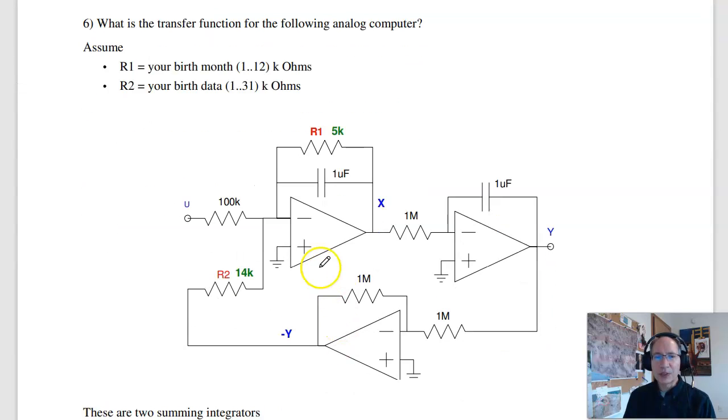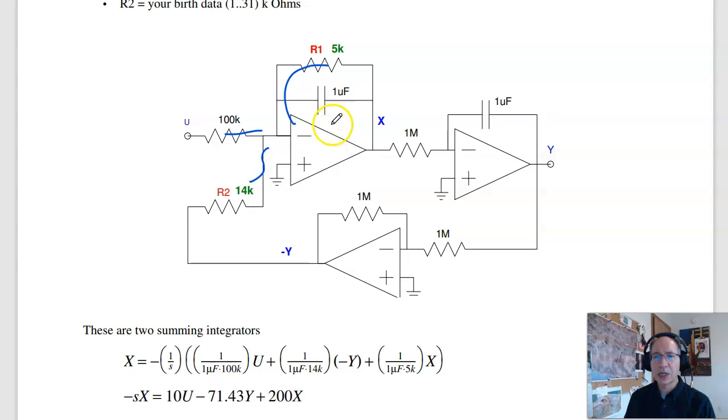Last problem is kind of a tricky one. This is an analog computer. Here's an integrator with 3 inputs. Here's 1, here's 2, here's 3. Here's the second integrator and negative feedback. So what I can do is say this is an integrator. X is the integral, or multiplied by s, minus sx, since the gain's negative. Minus sx is 1 over RC times u. 1 over RC is 10. 1 over RC times minus y. That gives 71. And 1 over RC times x.